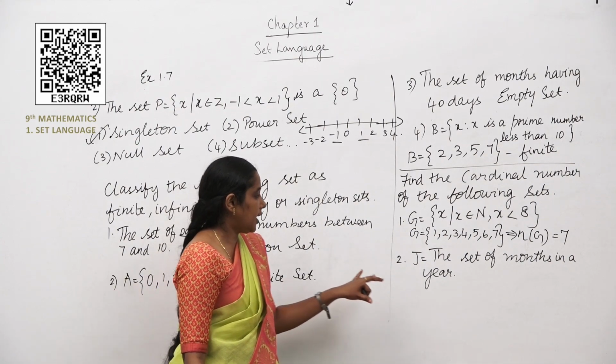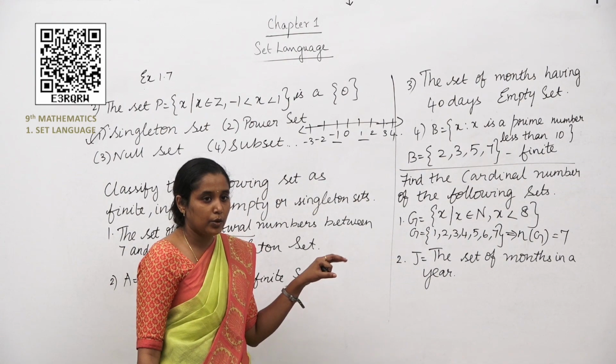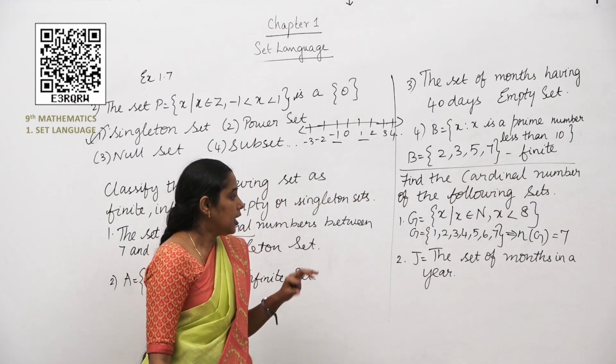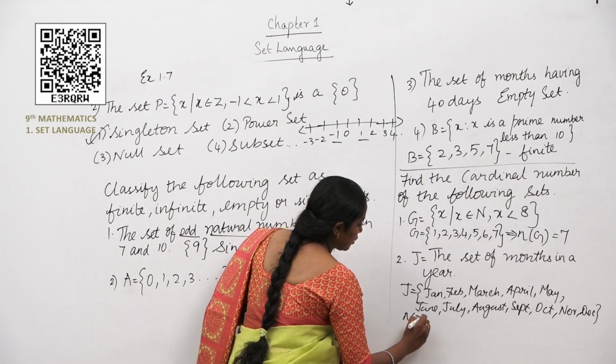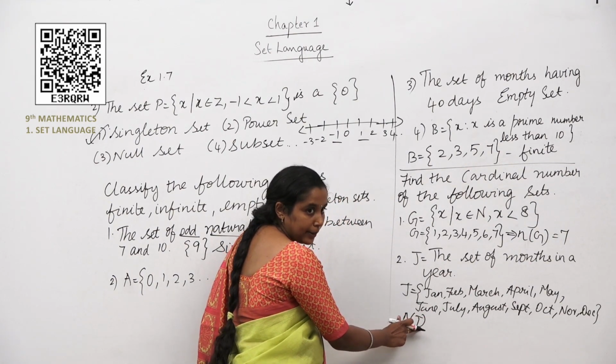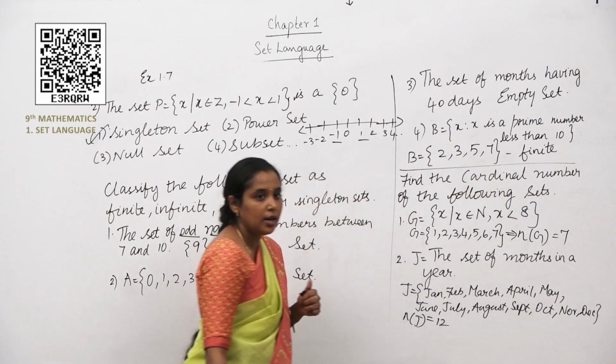Next one, J is equal to the set of months in a year. How many months are there in a year? So n of J is equal to, you have to denote it as the number of elements in set J. The number of elements in set J is equal to 12.